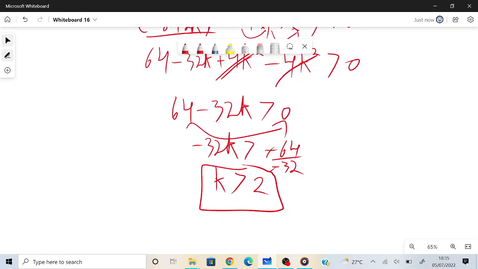So now let's just check for the values. Even though I know that this is the right answer because we only basically have one value, that's 2, let's just check it for the sake of it. If I put any number that's, let's say, less than 2 over here, let's say I put 1, 64 minus 32 into 1.